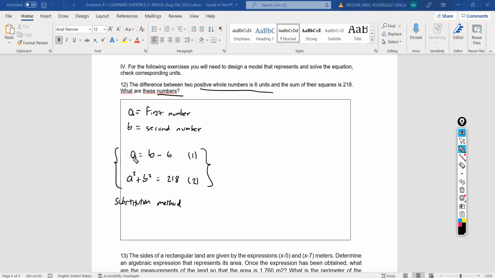If you know that A is equal to this, then all you have to do using the substitution method is input this value in here, in this way: (b minus 6) squared plus b squared equals 218. You see, instead of writing a squared, I wrote (b minus 6) squared, because b minus 6 is equal to a. And then we have this equation, right? If we expand this binomial, we get this.